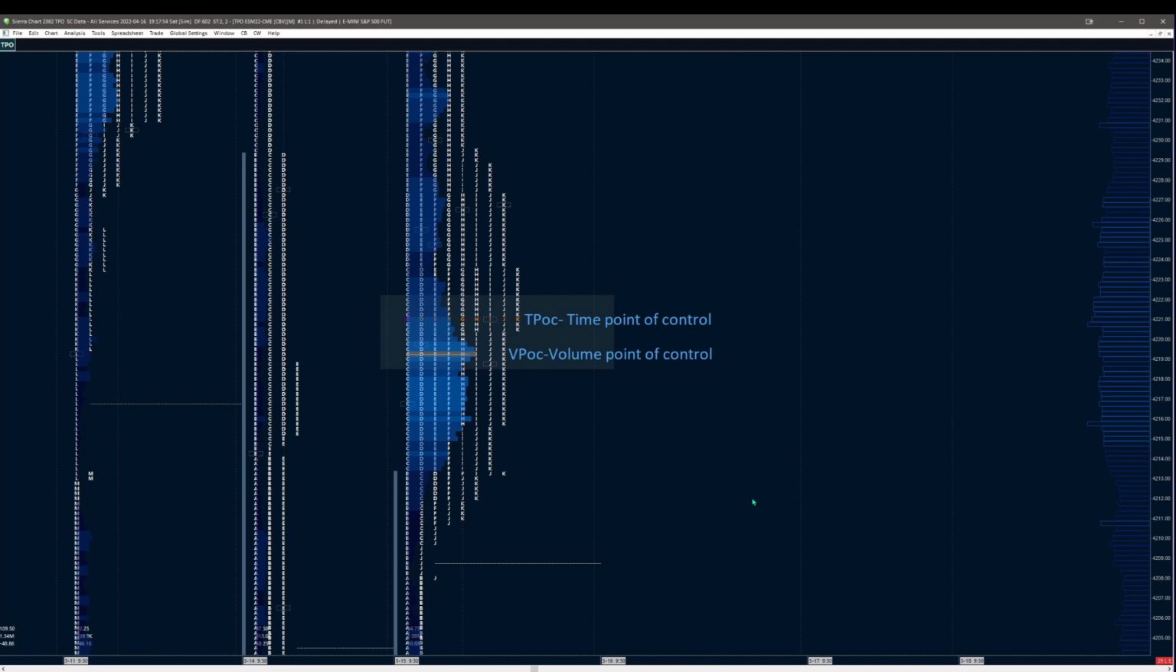Jumping right in, on my profiles I have the orange lettering set as the TPOC, or the time point of control. I have this gray coloring of the volume profile as my volume point of control.